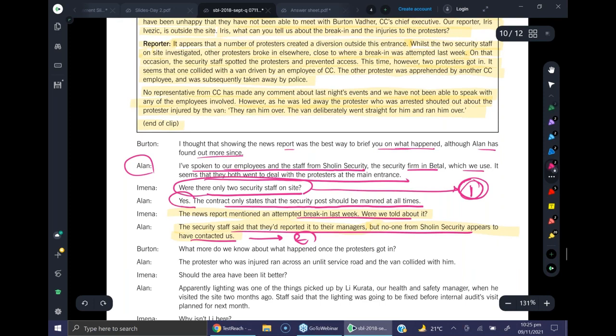Again, you can kind of copy and paste the information into the answer, but what's the consequence? So there was no communication from Sholen Security to the company that there was an attempted break-in last week also. So again, the consequence is that the protesters gained confidence and attempted it again, creating all the fuss, right? And the problem for the company. That's the consequence. What's your recommendation for the future? Guys, I need your feedback here. What do you think can be the recommendation for this problem?